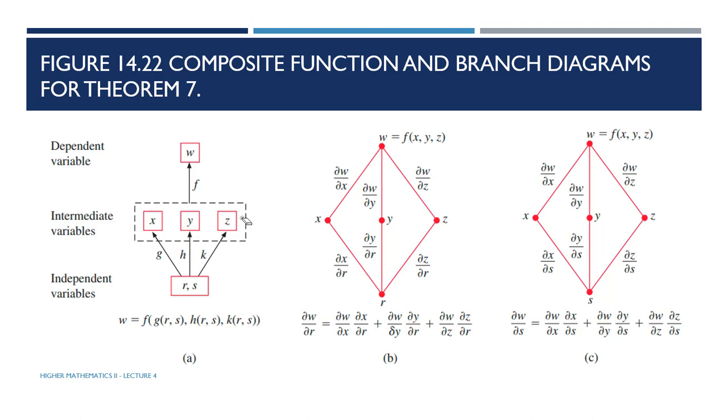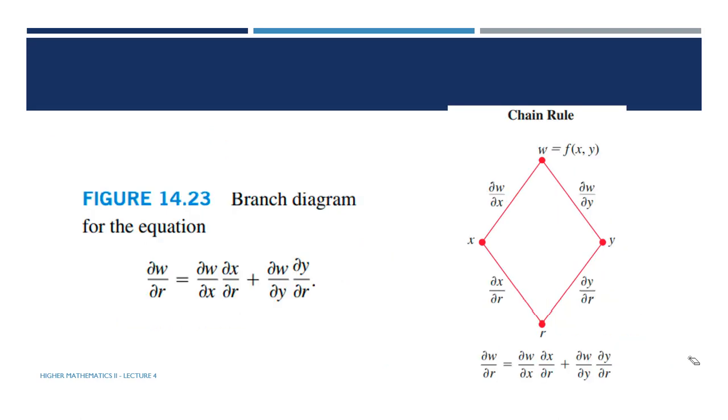And in these figures, composite function and branch diagrams for theorem 7, we just saw that w is our function and it has 3 intermediate variables. Each intermediate variable has 2 independent variables, r and s. And how to calculate that? Calculate the derivative of w with respect to x, the derivative of x with respect to r, and the others, and then the derivative of w with respect to x, the derivative of x with respect to s. Add them together, and we get the answer for the derivative using the chain rule.